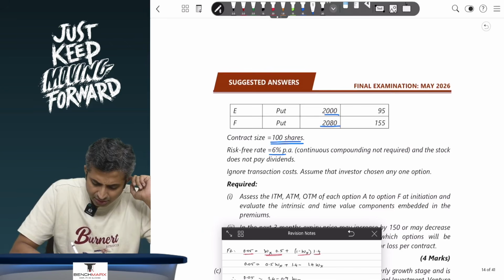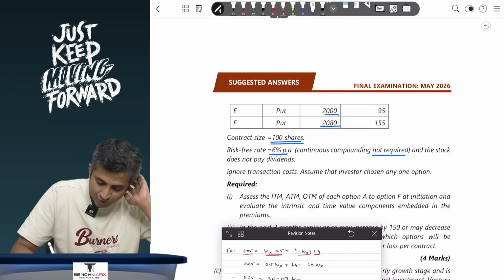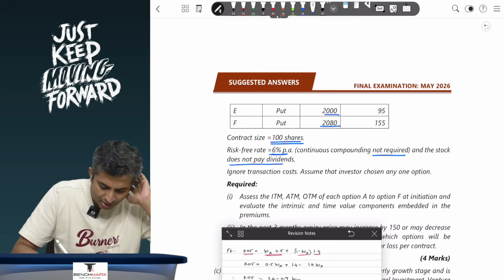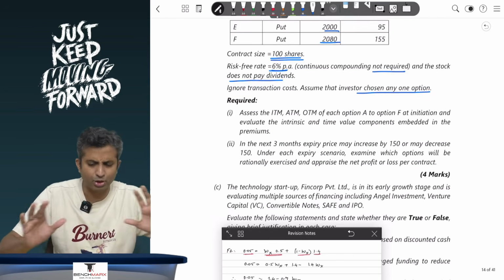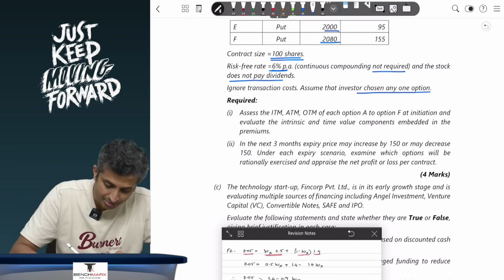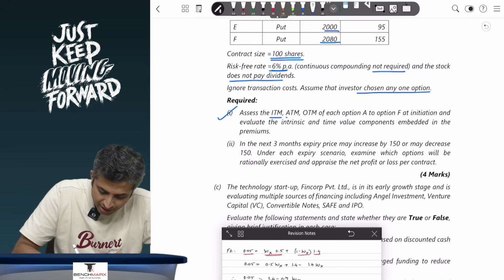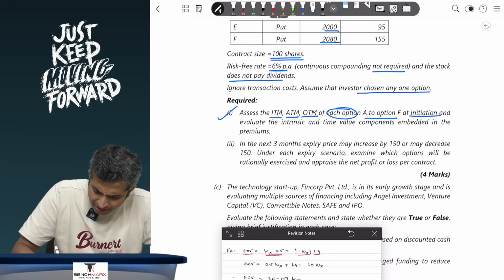The risk-free rate is around 6%. Continuous compounding is not required. We would not even have done this. And the stock does not pay dividend. Ignore transaction cost. Assume the investor chooses any one option, so you will do this for every option separately. Assess the ITM, ATM and OTM status of each option, A to F, at initiation, and evaluate the intrinsic value and the time value components embedded in the premiums.